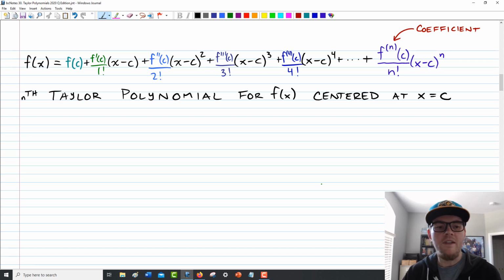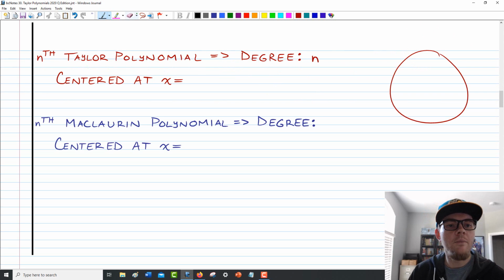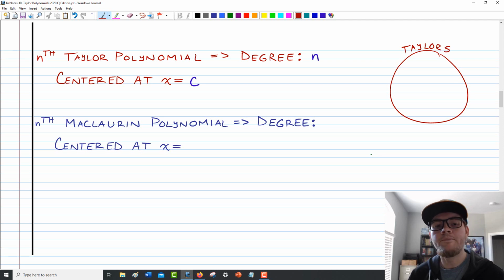So now that I fixed that, first of all, an nth Taylor polynomial is going to be of degree n. That should make sense. It's going to be centered at x equals c. So basically, just like we did before, it's going to be centered at wherever we decide to make the center, whatever value we're plugging into the derivatives. So over here on the side, I would say this circle would represent all the Taylor polynomials that are out there. So it's all the Taylors.